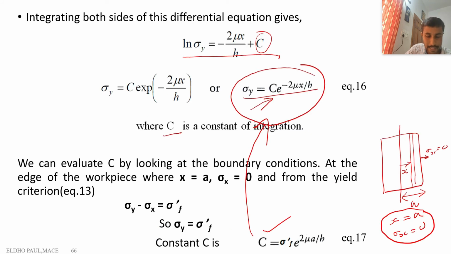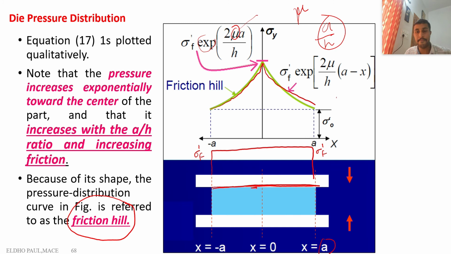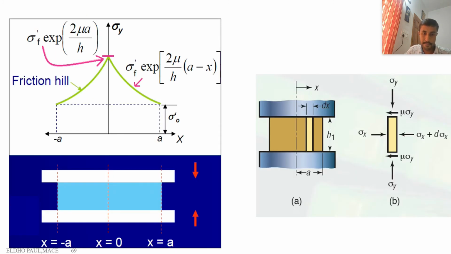So the sigma x value is not an important factor. The sigma x is equal to sigma y minus sigma dash f. That we can also calculate, but this one is important. The sigma y, the variation is also important, that is the friction hill. Okay. So this is the variation.